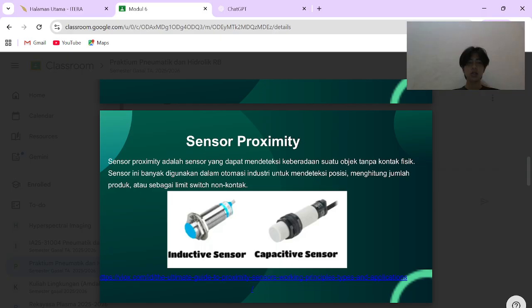Proximity sensor introduction. A proximity sensor is a sensor that can detect the presence of an object without physical contact. It is widely used in industrial automation to detect the position of products or function as a non-contact limit switch.